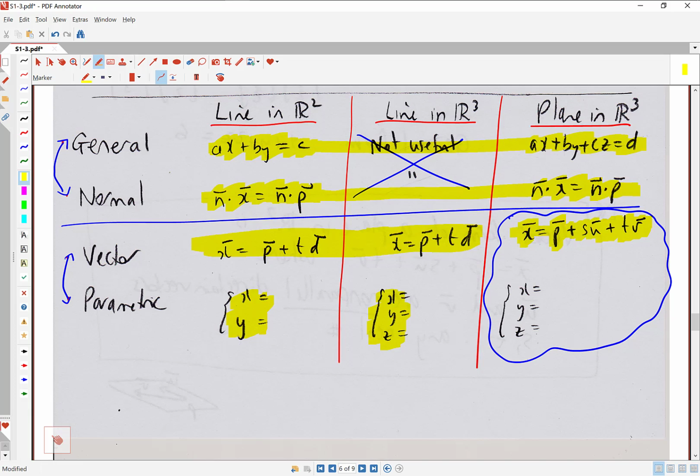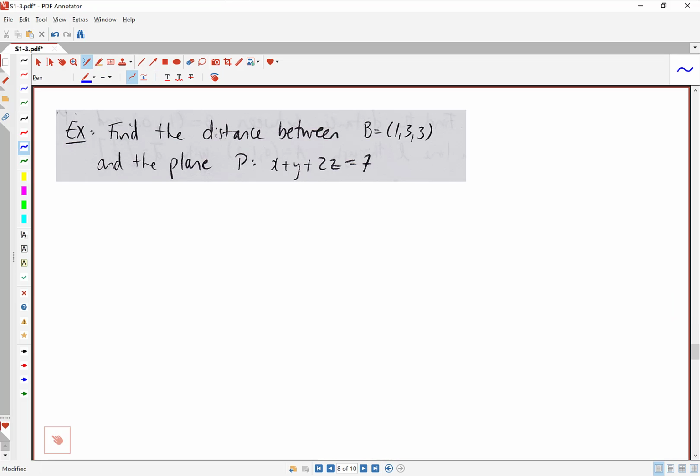And if you were to actually expand out this equation and break it up into components, then you would have parametric form. So the whole point of doing these different forms is that different forms are useful for different problems. So what we're going to do now is look at the geometry problems that we can solve, given that we've now got good ways of expressing lines and planes.